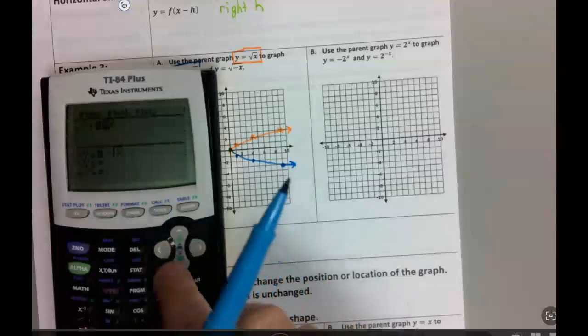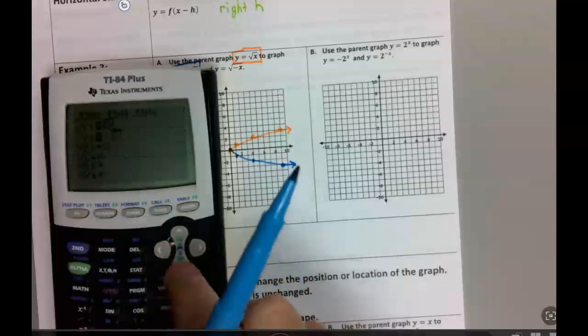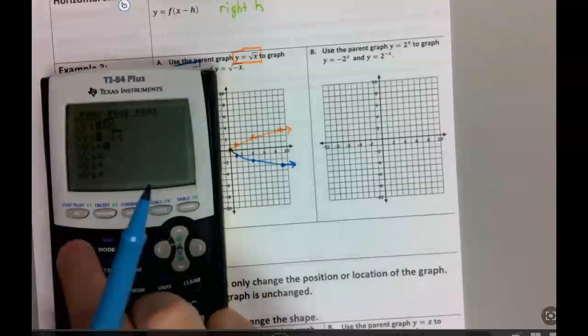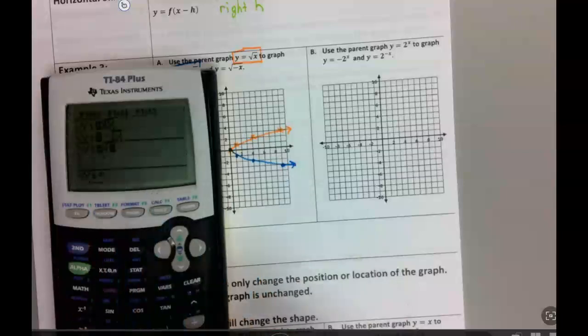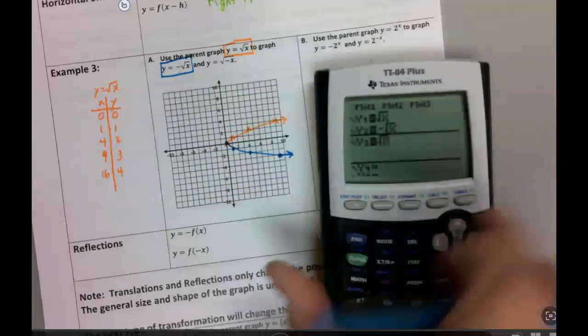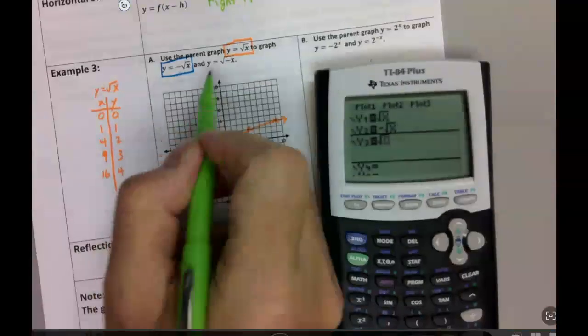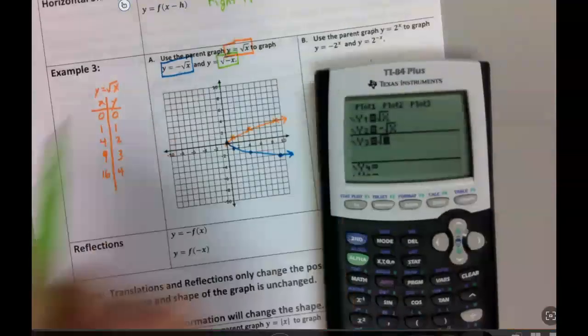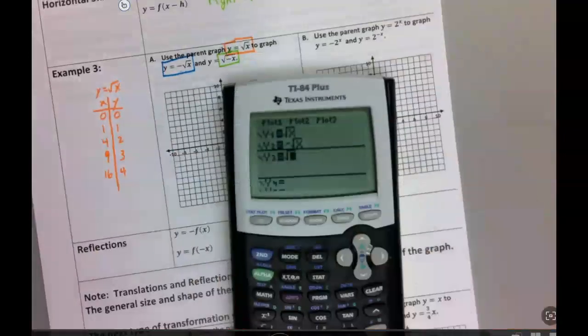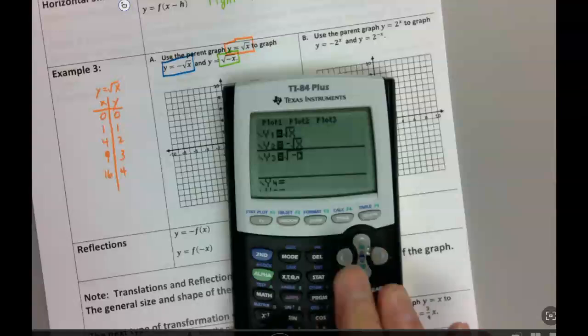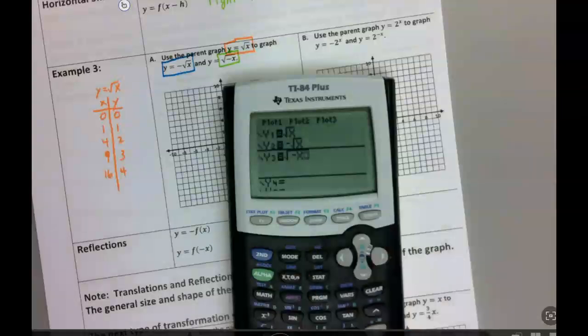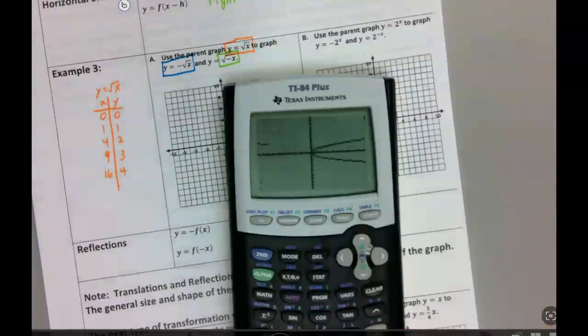Okay, so hit the second key and put the square root in there. And then now we're going to do this one here. Put the opposite key, don't use subtraction, and hit X and then right arrow out of it, and then hit graph, and it should reflect it across the y-axis. Okay?